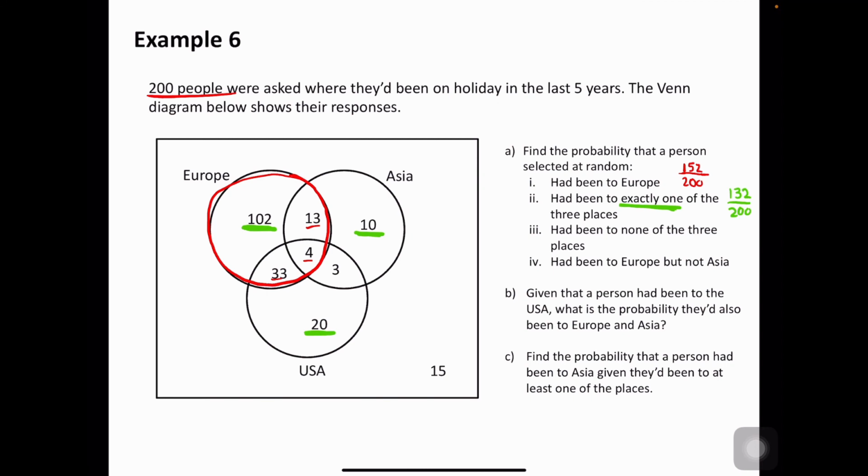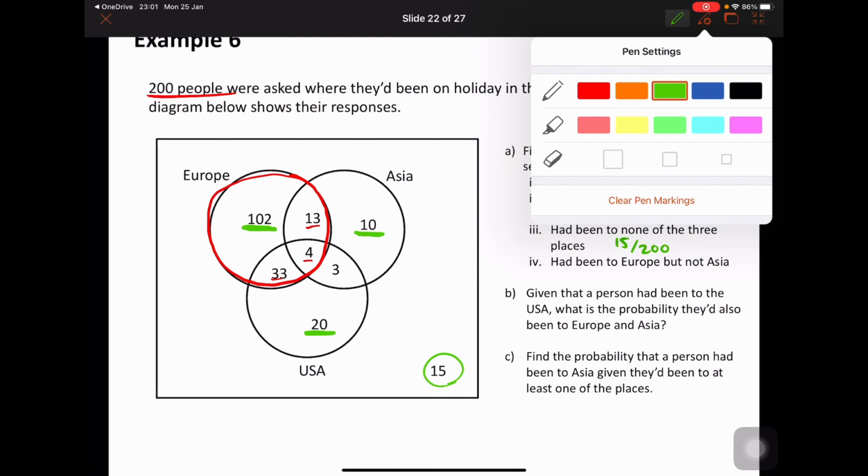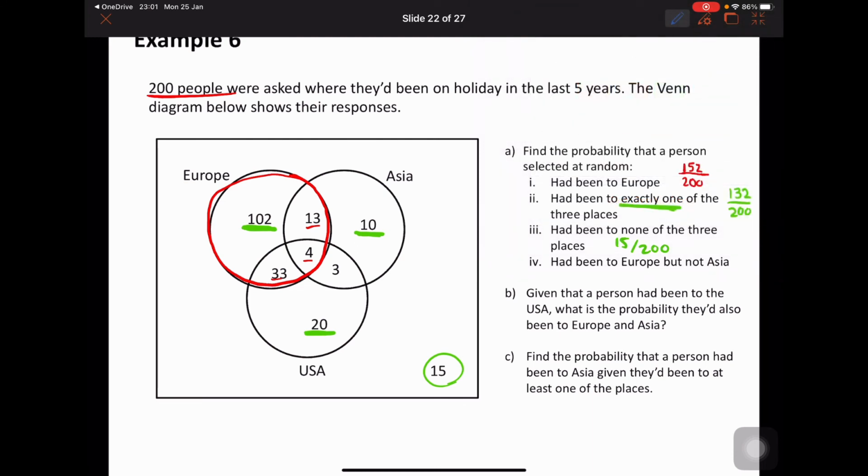Had been to none of the 3 places. So that's very simple. It's just 15. Had been to Europe but not Asia. So we'll come back to our Venn diagram. Europe but not Asia. So it's 135. Yeah, because we're adding these 2 values together.